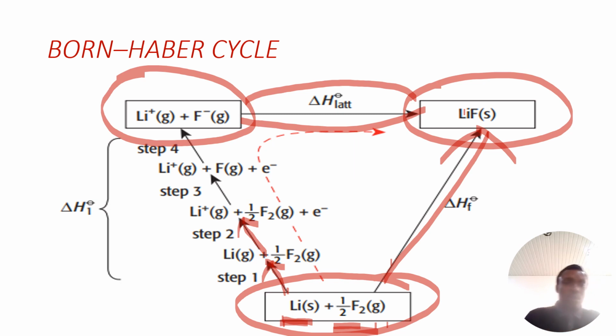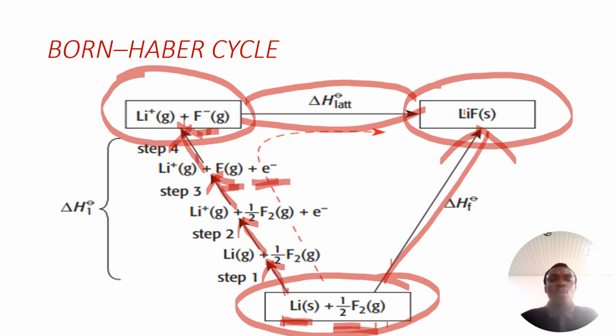Then step 3 is the atomization of fluorine, which is when 1 mole of a gaseous fluorine atom is formed from its element. So that is the enthalpy change of atomization of fluorine. Then step 4 is the enthalpy change of electron affinity of fluorine, from this point to this point, when 1 mole of electrons is added to 1 mole of a gaseous atom to form 1 mole of a gaseous minus 1 ion.